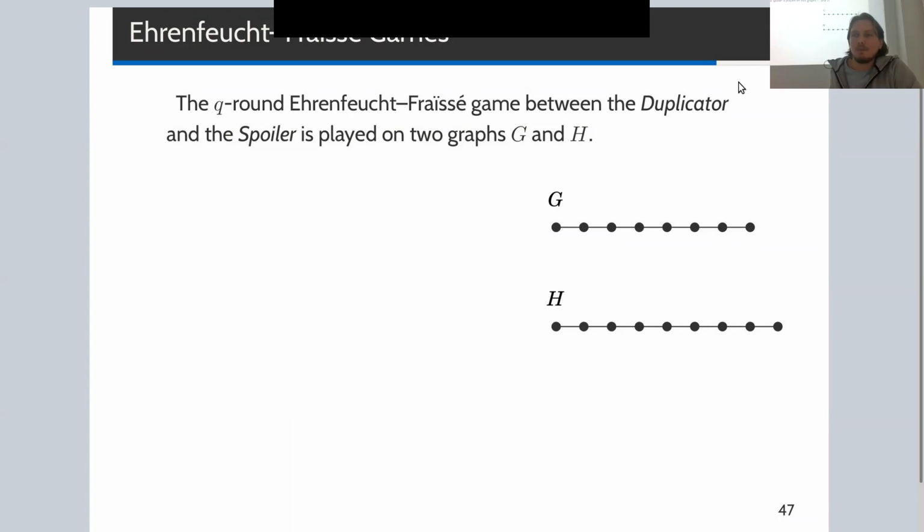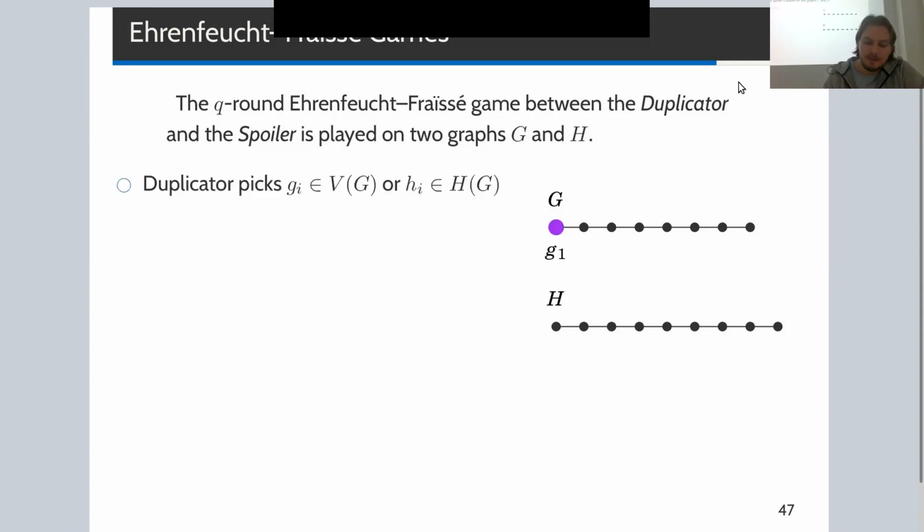It's a game played between two players, a duplicator and a spoiler. And it's played on two graphs, G and H. And the game will be phrased in such a way that the duplicator wins the game on these two structures if and only if G and H are Q equivalent. And Q is here the number of rounds of our Ehrenfeucht-Fraïssé game. And let's see how the game proceeds.